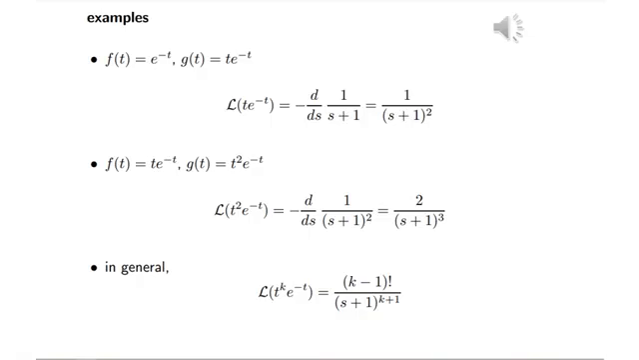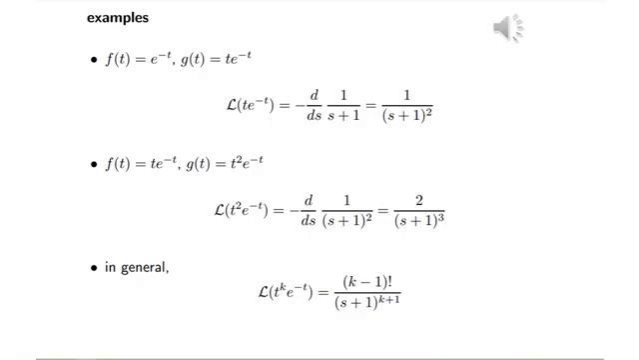The Laplace transform of e raised to power minus t is 1 over s plus a. So we'll take the first derivative with a negative sign, and that will give us the Laplace transform of t times e raised to power minus t, which is 1 over s plus 1 whole squared. Similarly, let's say f of t is t e raised to power minus t, and g of t is t squared e raised to power minus t, and we want to find the Laplace transform of t squared e raised to power minus t.